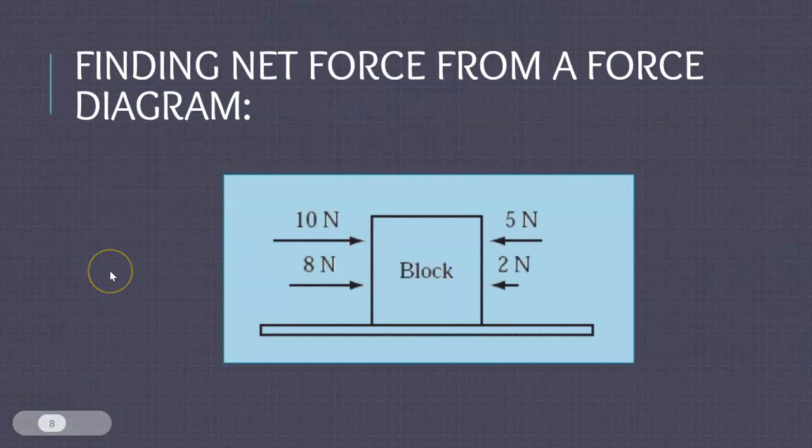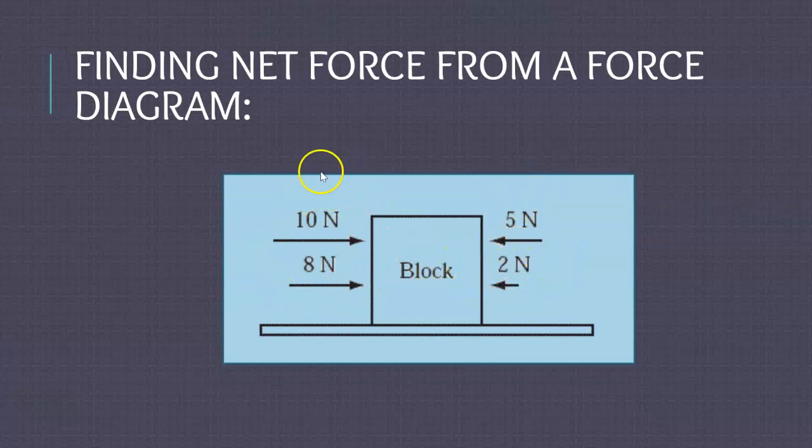Okay. And again, we can find net force from a force diagram. So here's an example. Again, we have the assumed force of gravity and the normal force, which are equal and opposite to each other. So really, we're just looking at the frictional and the applied forces here. So on the left-hand side, we have a force of 10 plus 8, so that's 18 newtons going in the rightward direction. And on the right-hand side, we have 5 newtons and 2, so that's 7. So 7 newtons in the leftward direction.